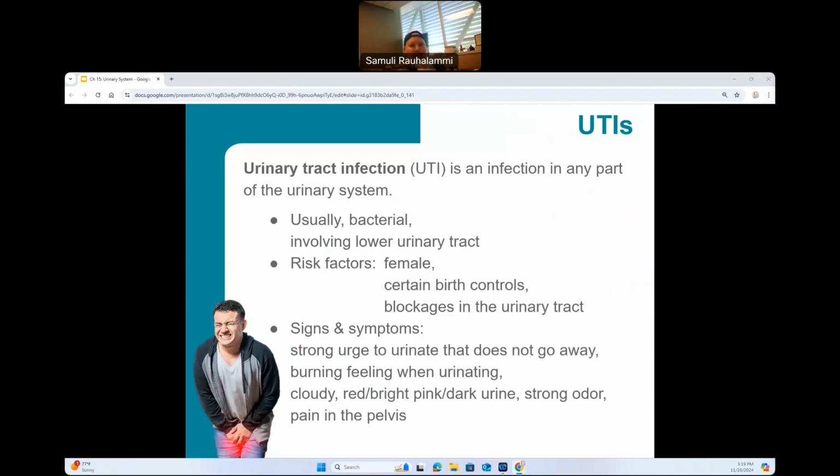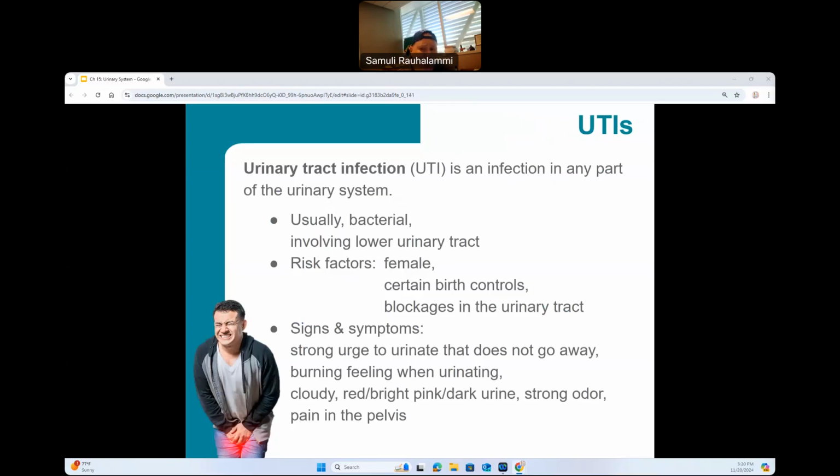Let's start with UTIs, so urinary tract infection. This is a general term for an infection in any part of the urinary system. These often start when a bacteria gets into the urethra, the tube through which the urine leaves the body. Most UTIs involve the lower urinary tract, so they impact either the bladder or the urethra.